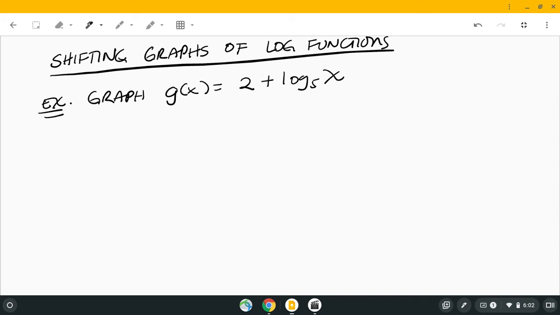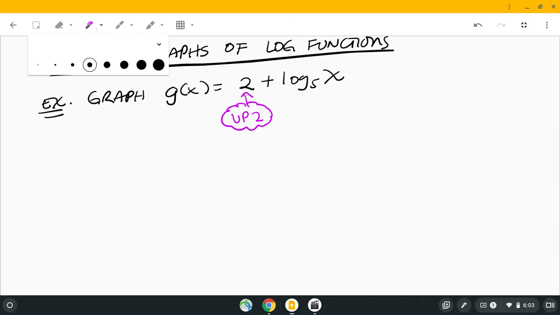Okay, so let's recall some of our shifting. Whether you're used to seeing log base 5 of x plus 2 or 2 plus log base 5 of x, they mean the same thing. So this here means we are going to shift up 2, and there are no other transformations.